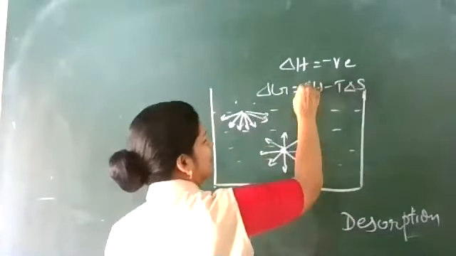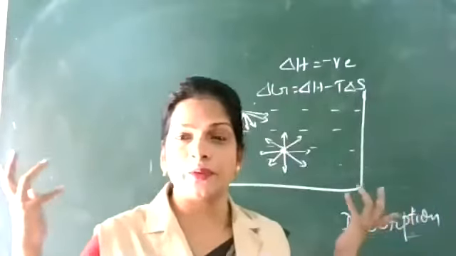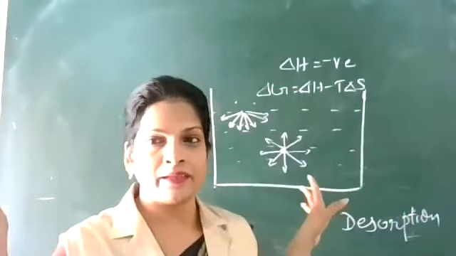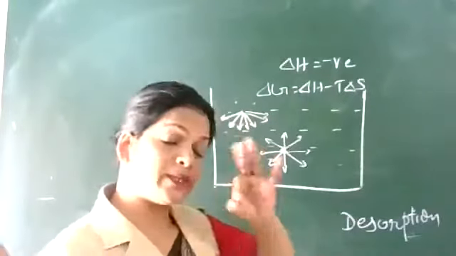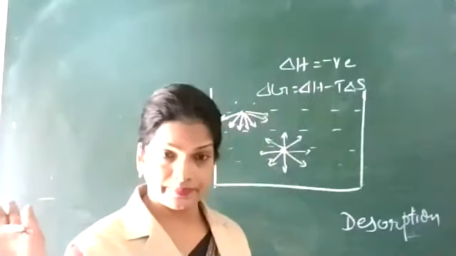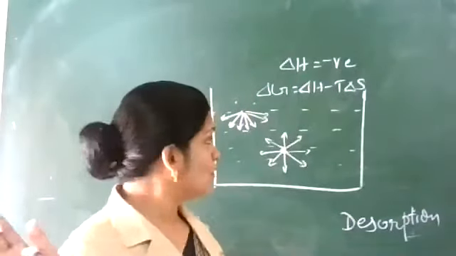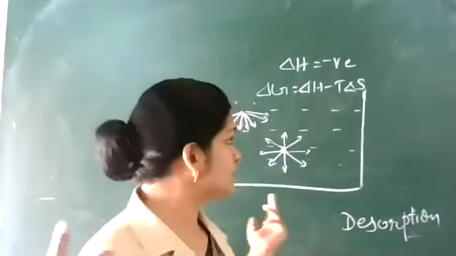Now, you know adsorption is a spontaneous process. It takes place on its own. You don't have to force anyone, right? So delta G should have a negative value ultimately, and we know that delta H is negative. What about temperature? Adsorption takes place at any temperature.